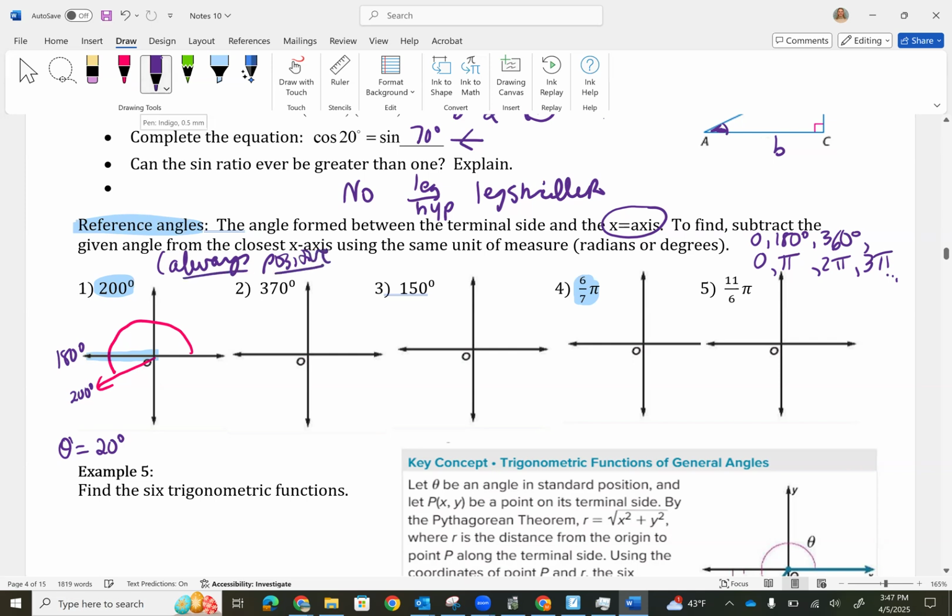And it's always acute. Okay, so it could actually equal 90 degrees. If you graphed a 90-degree angle, how far are you from the closest x-axis? Well, you could go here or here, and either one is 90 degrees. So less than or equal to 90 degrees, or pi over 2.